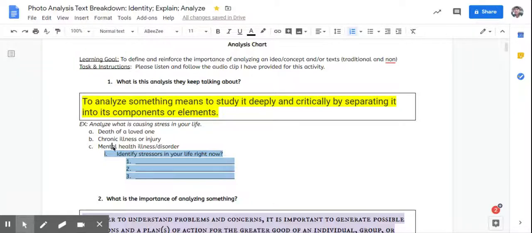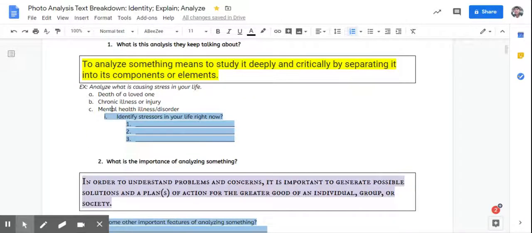Okay, so what I'd like you to do, in the blue highlighted area here, is to identify stressors in your life right now. Or if you want to take more of an objective viewpoint, just identify stressors in a person's life. That might be a little bit more manageable. So go ahead and pause the video and complete Roman numeral one right here.